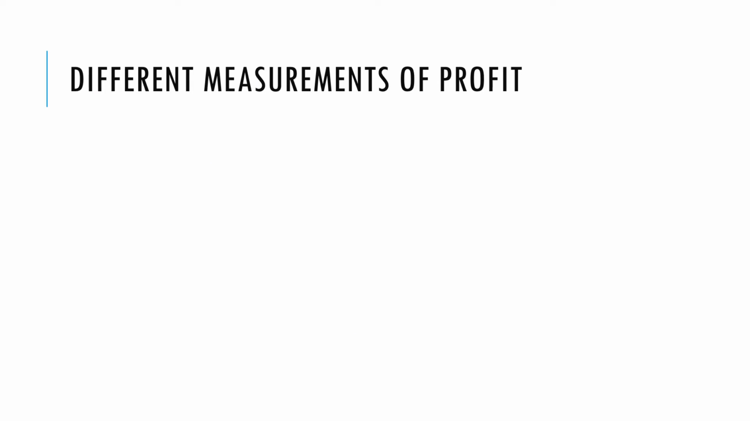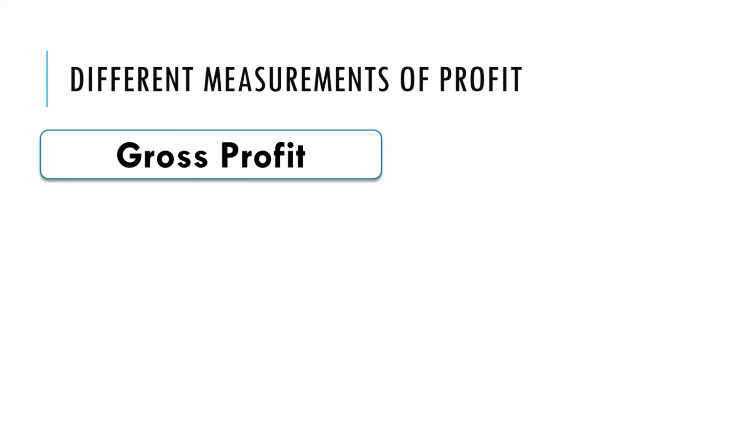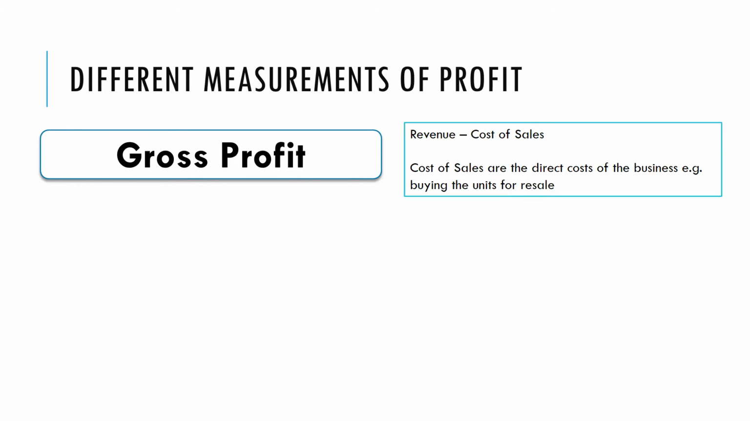Now in business, there are three different measurements of profit, and we should take these definitions down in our notes. The first one is gross. Not gross because it's disgusting, gross because it's at a larger, wider scale. And the formula for gross profit is revenue minus cost of sales, where cost of sales are the direct costs of the business, i.e. buying the units for resale.